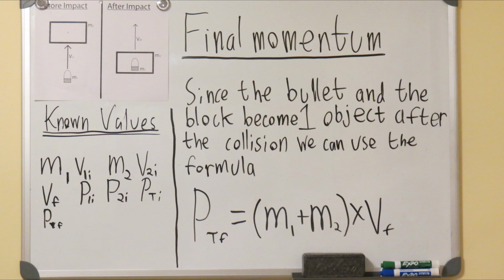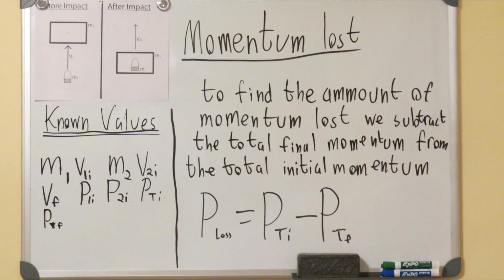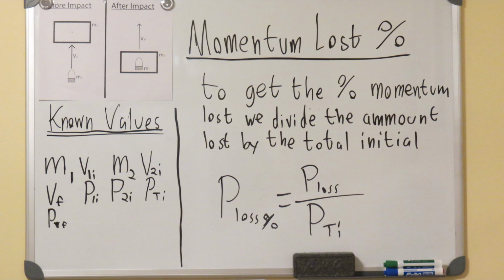Since the bullet and the block become one object after the collision, we can use the formula mass 1 plus mass 2 times final velocity is equal to total final momentum. To find the amount of momentum lost, we subtract the total final momentum from the total initial momentum. To get the percent of momentum lost, we divide the amount lost by the total initial momentum.